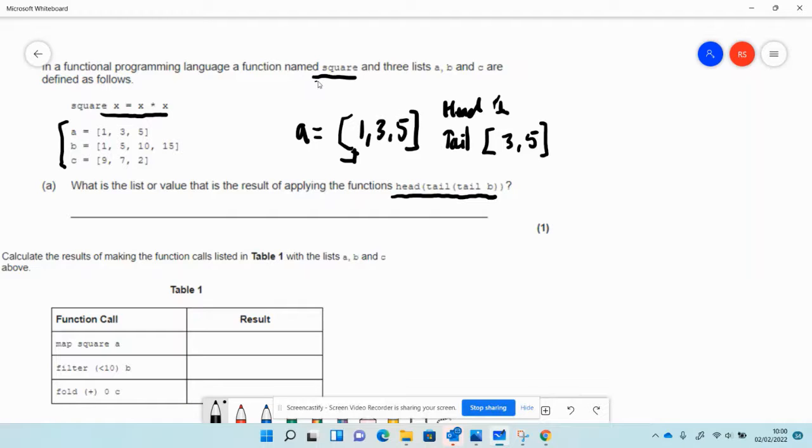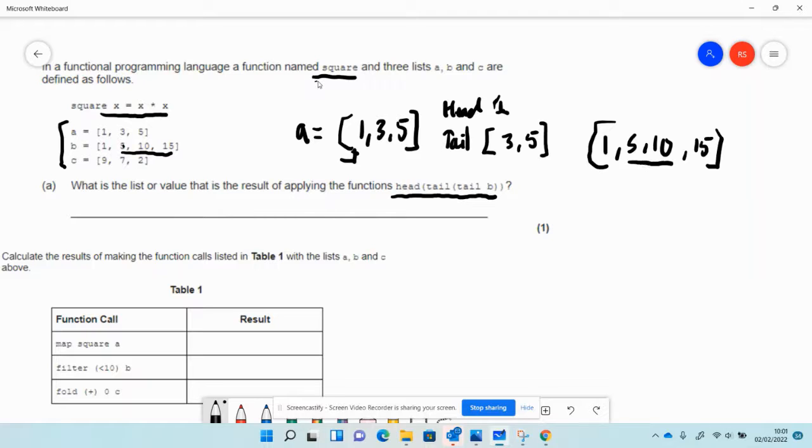In this case, we're applying tail twice to list B. The first time we apply tail, it will be 5, 10, 15, because that's the whole of the tail of the list. Then if we apply tail to that, we end up with 10 and 15. And so the head of that resulting list will be 10. If I just pull that out here, I've got 1, 5, 10, and 15 in my list.